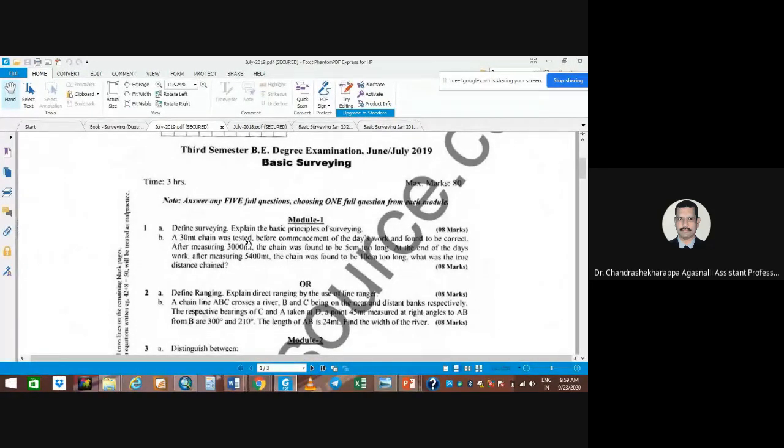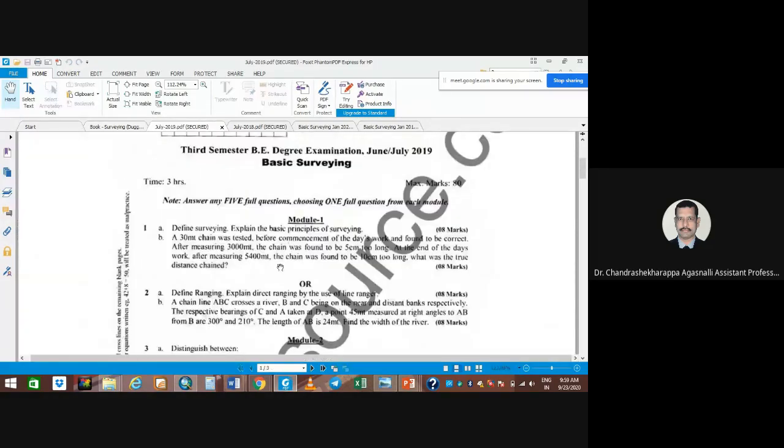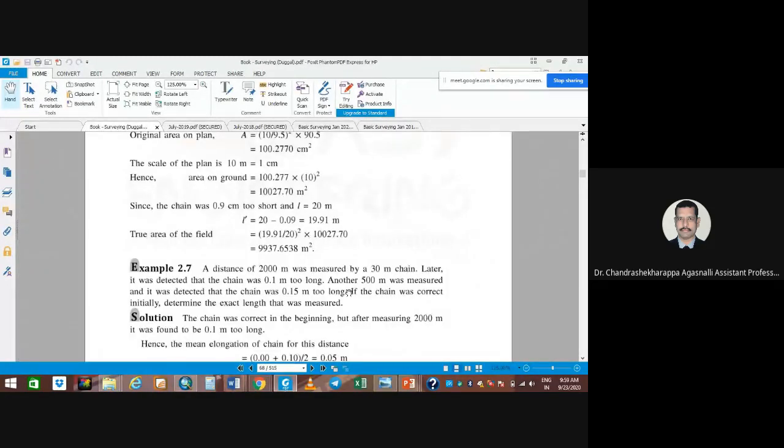The 30-meter chain was tested before commencement of the work. Here a distance of 2000 meters was measured by the 30-meter chain. That's the same thing they are asking in a different way. When they surveyed 2000 meters, that means 2 kilometers, the chain was 30 meters. Later it was detected that the chain was 0.1 meter too long. Here the chain was found to be 5 centimeters too long. Another 500 meters was measured and it was detected that the chain was 0.15 meter too long. If the chain was correct initially, determine the exact length that was measured.